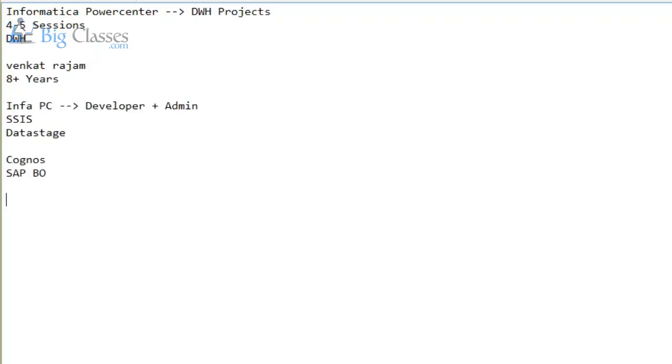So the course is totally divided into 4 modules. You have data warehousing for the first 4 to 5 classes, and you have Informatica Power Center, both admin as well as developer, and then you have even the Unix sessions as well. So the course is totally divided into 4 modules: data warehousing, Informatica Power Center admin, developer, and the Unix.